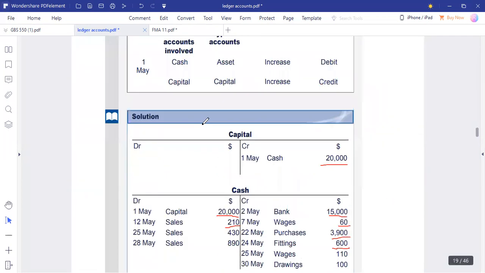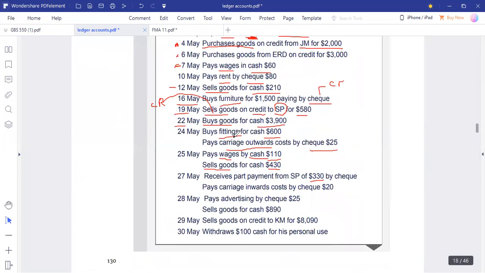Then we go to the last few transactions. Paid carriage inwards. I explained what carriage inwards is. It's an expense on transportation for buying goods. So paid carriage inwards by check. So meaning the bank account, we're going to credit 20. Carriage inwards, which is an expense, we're going to debit it. Paid advertising by check. The bank account, we're going to credit 20. Advertising, we're receiving this service, we're going to debit it by 25.